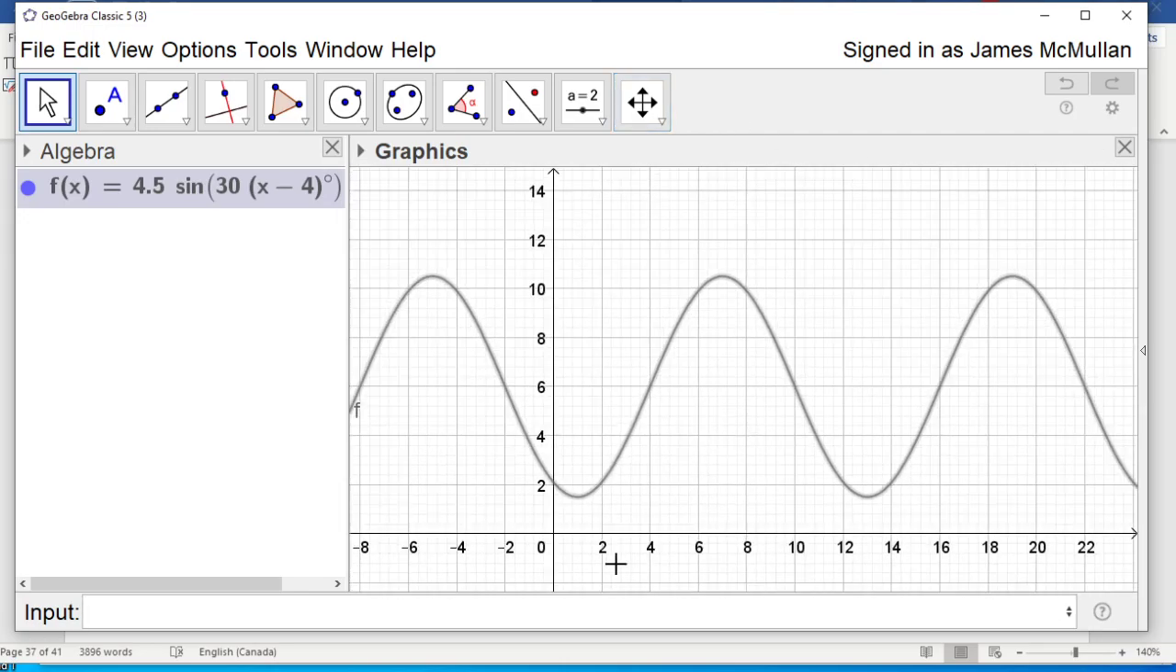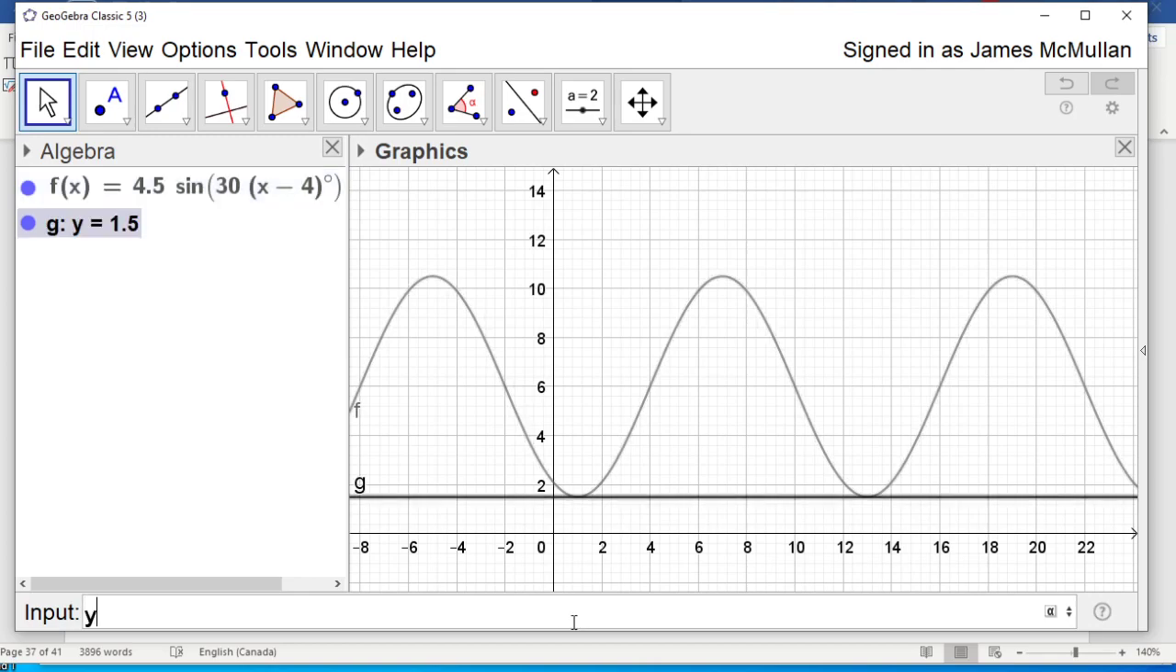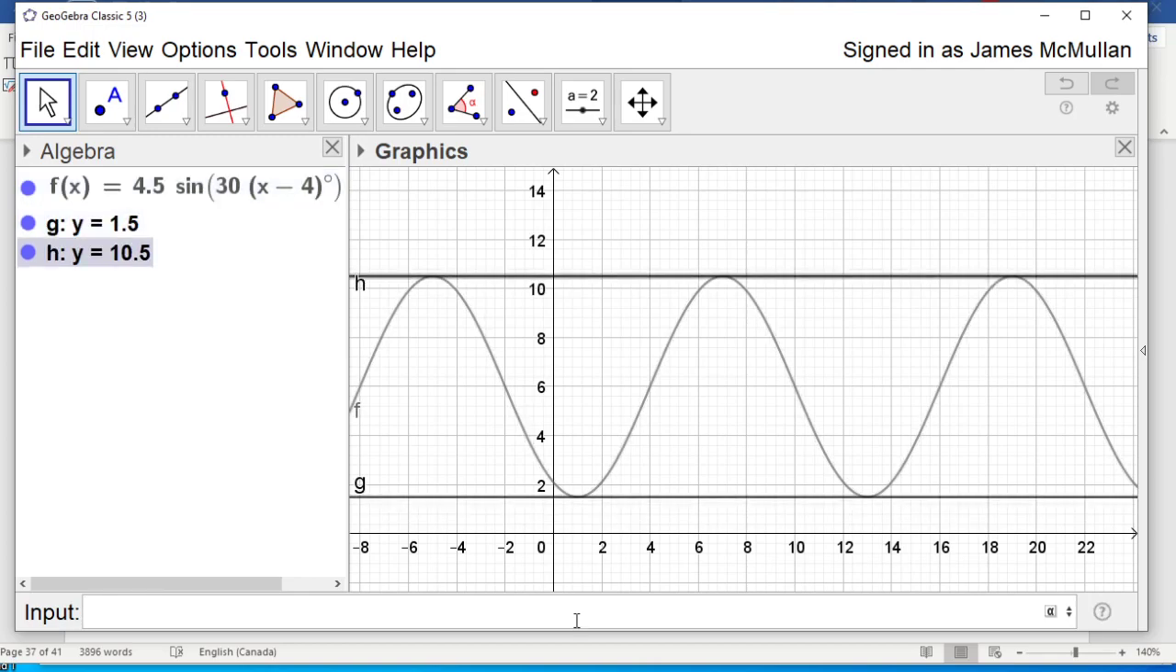Okay. Now, if I draw the line y equals 1.5, you see the minimum. Y equals 10.5, you see the maximum. Y equals 6, you see the axis. Okay? So I've got the min, I've got the max, I've got the axis.